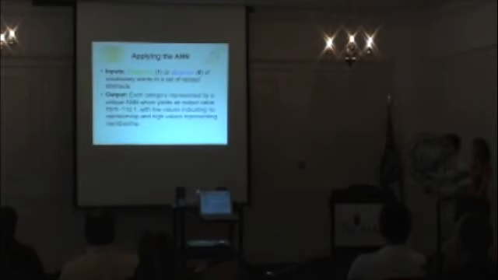In the output, for each of our categories, we have a neural network that outputs from -1 to 1, with low values representing lack of membership and high values representing membership in that particular category.